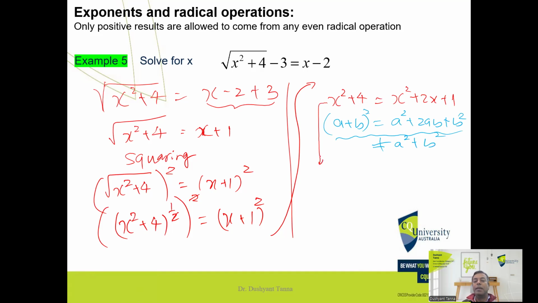So from here, you can get rid of the x square. We call it subtraction. So 4 minus 1 is 3, and we write 2x is 3. And therefore, x is 3 over 2.